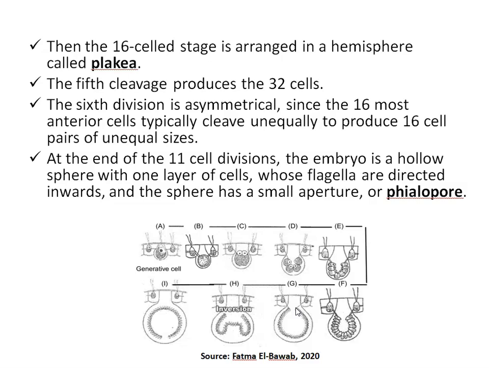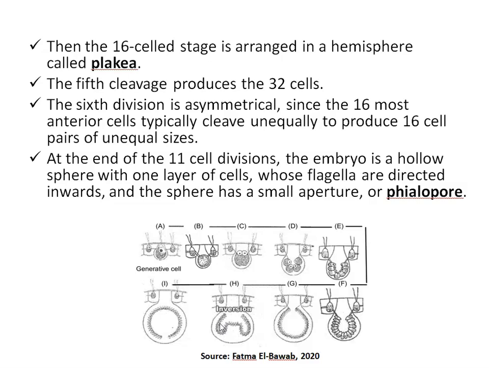Now, at the end of the division stage, all the cells are in contact with each other. So, for the colony to be motile, flagella must be directed to the exterior of the coenobium. So, a fascinating process corrects this. Just look at this diagram. It corrects this orientation in the life cycle of Volvox. This is called inversion, right?